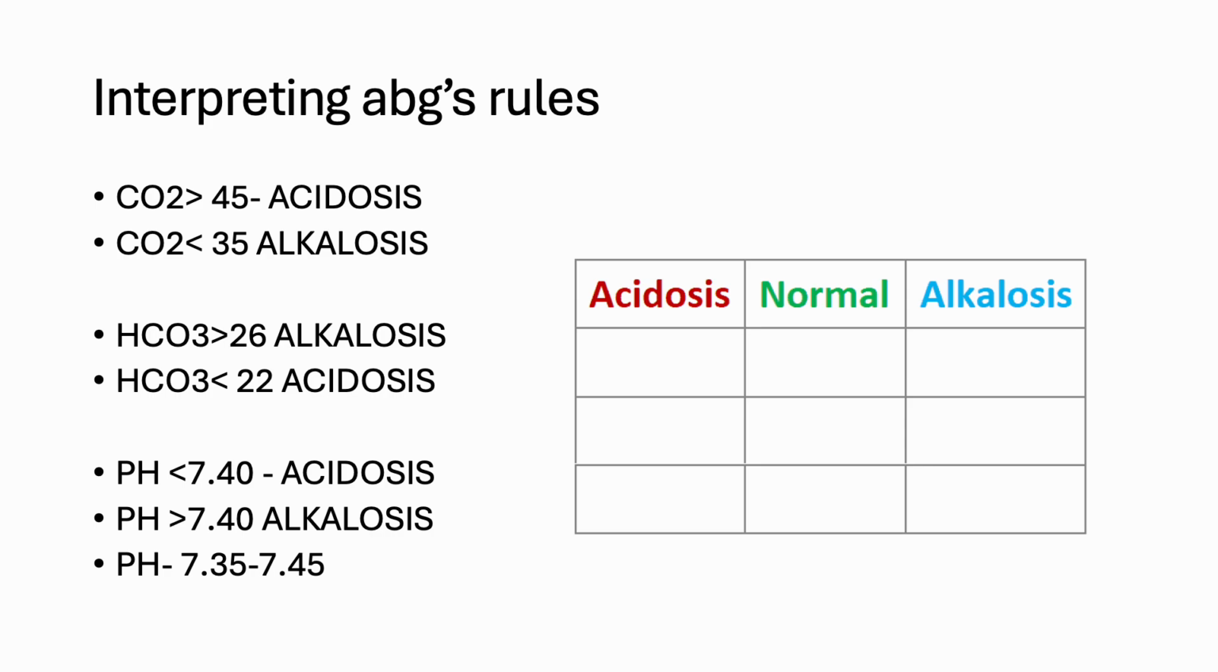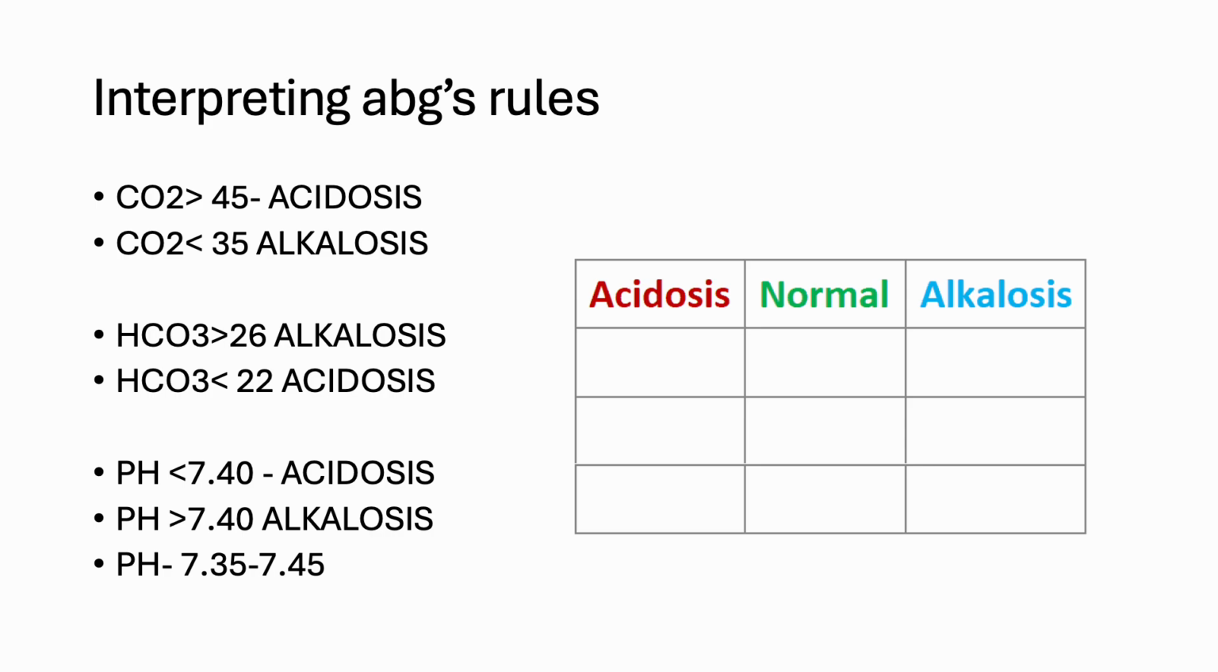All right, so the question says that the pH is 7.31, the PaCO2 is 30, and the bicarb is 18. So I also put a little cheat sheet on the side of the screen for you, but make sure that you remember this because this will not be on your exam. So you're going to have to commit this to memory.